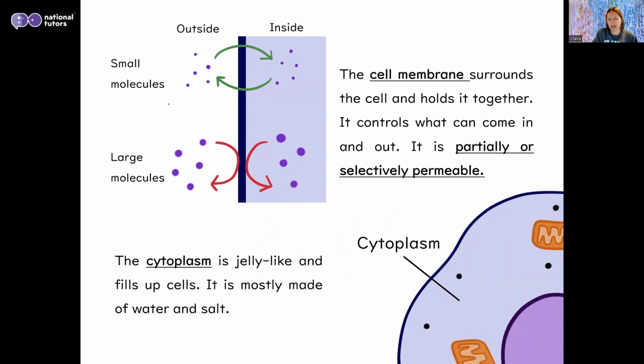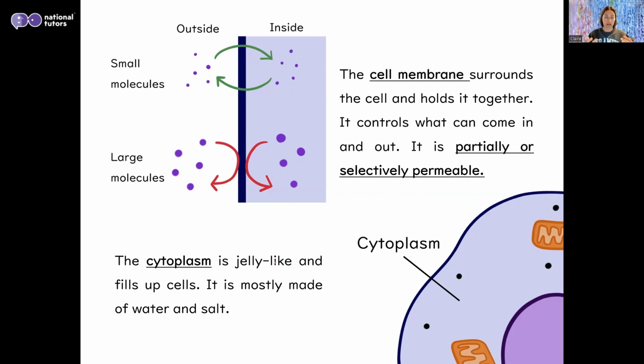Okay, here they've done an example of it will control and enable small things to go in, but not large things. That's absolutely fine. So that's the sort of thing it will go, right, okay, glucose can come in, oxygen can come in, but nothing else. Okay, it's like that. And we call that partially or selectively permeable. Okay, another bold word.